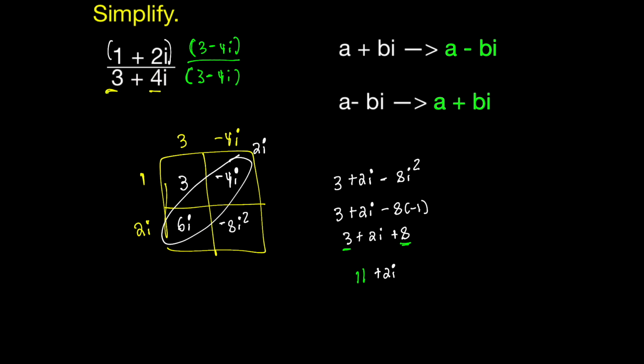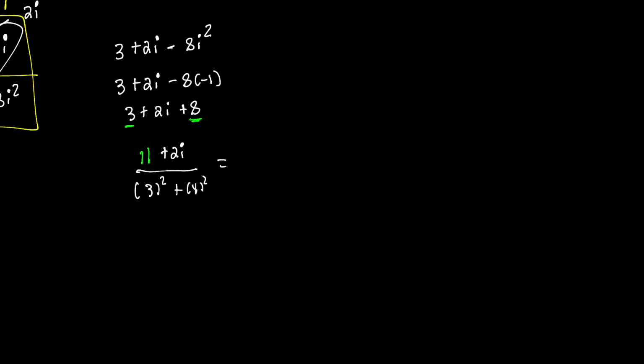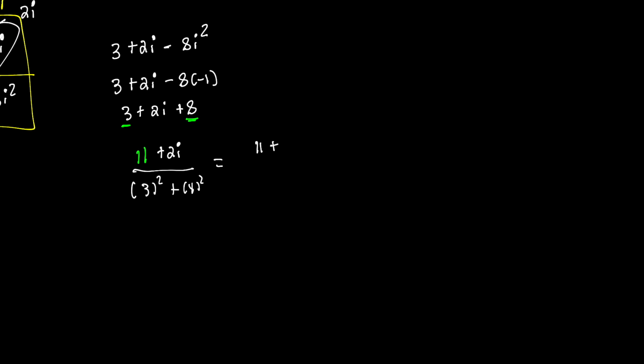Now we're going to simplify the denominator, which is a multiplication of complex conjugates. So we can look at the 3 and we can look at the 4, and then just sum the squares of those two numbers. So we're going to get 3 squared plus 4 squared. So we get that this is going to simplify to 11 plus 2i all over 9, since 3 squared is 9, and then 4 squared is 16. So our final answer is going to be 11 plus 2i all over 25.